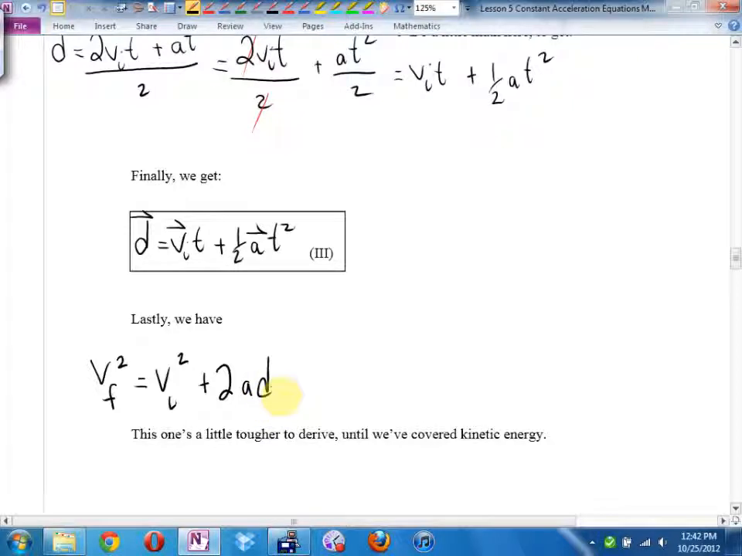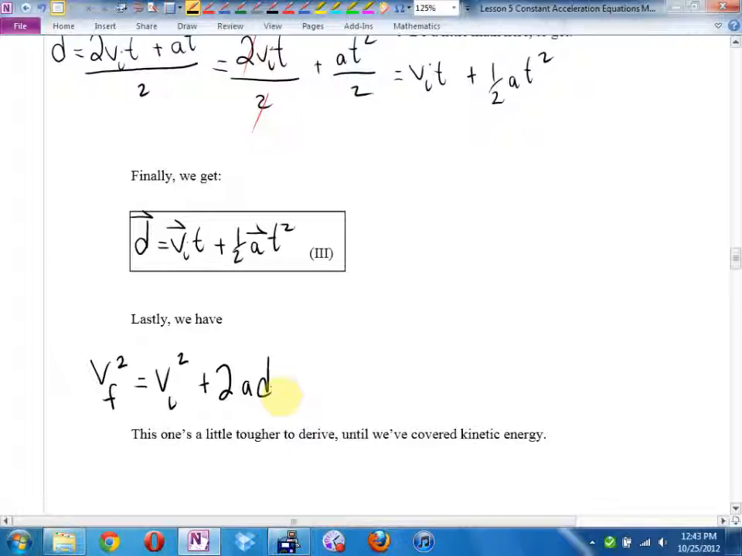VF squared equals VI squared plus 2AD. This one is very easy to derive. It comes out of kinetic energy. So we'll derive this one in about 3 months very easily. For now, I'm going to say, Chris, and I don't do this very often, but I'm going to say, trust me. Trust me. It works.